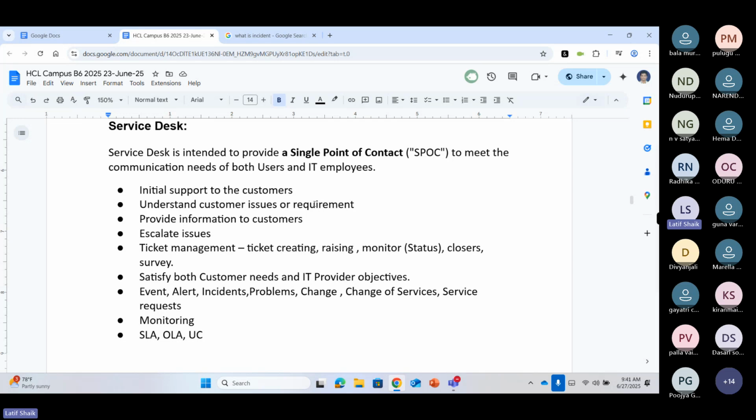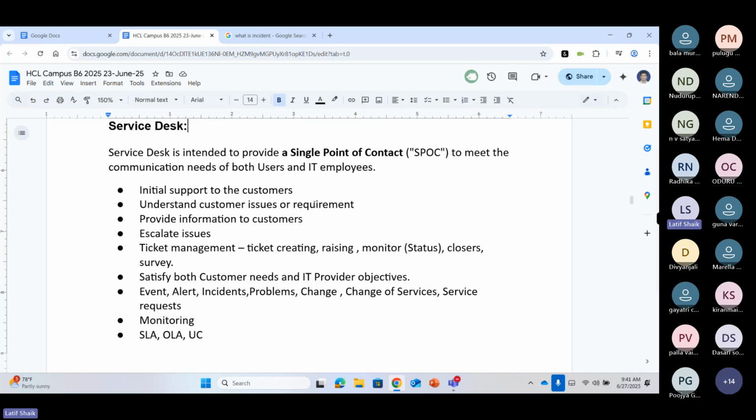Understanding of SLA, OLA use is also important. The whole point of this service desk is to satisfy both customer needs and IT provider objectives. So first, you understand, satisfy customer needs. So what are these customer needs? Of course, the customer requires information or has got an issue, and we have to fulfill it.